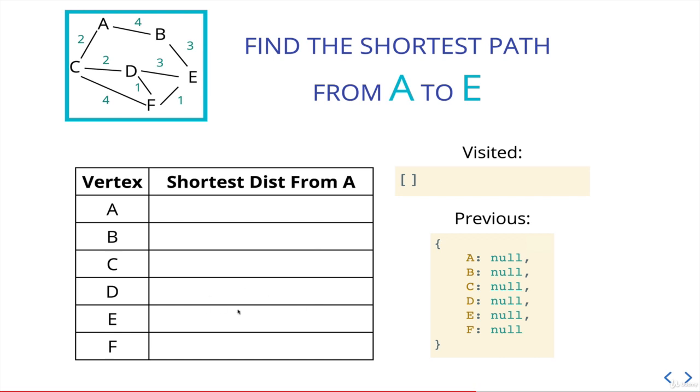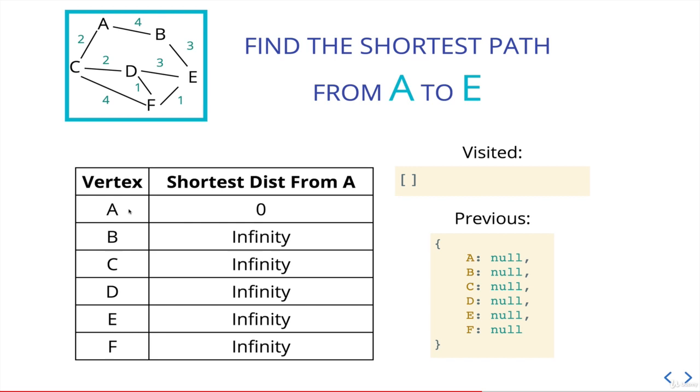We don't know any of these values except for one, which is A. We know the shortest distance from A to A is 0. From one vertex to itself, that's going to be 0. So that's what we start with. This is how we always initialize the setup. So we'll make a data structure for this. We won't talk about code just yet, but just imagine you're writing this down on a piece of paper.